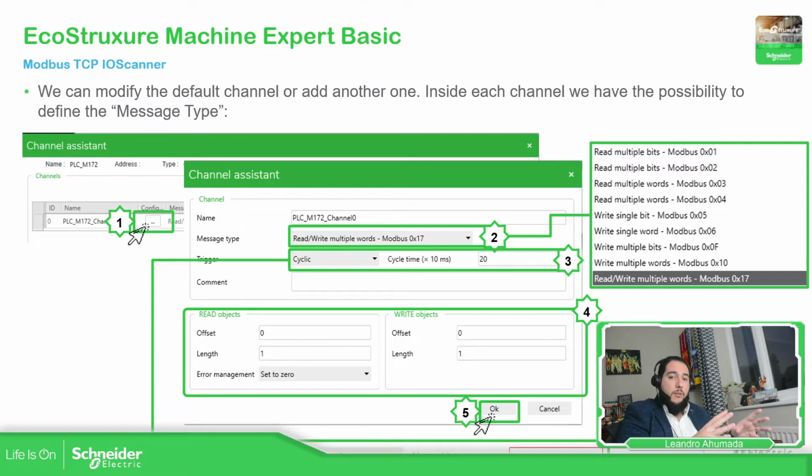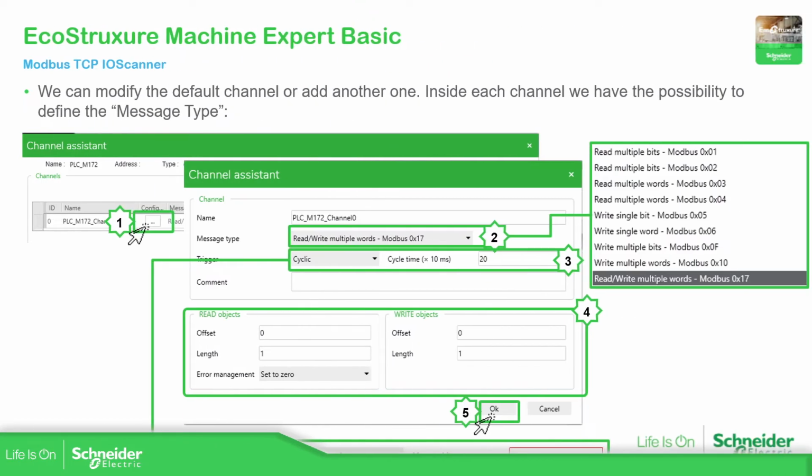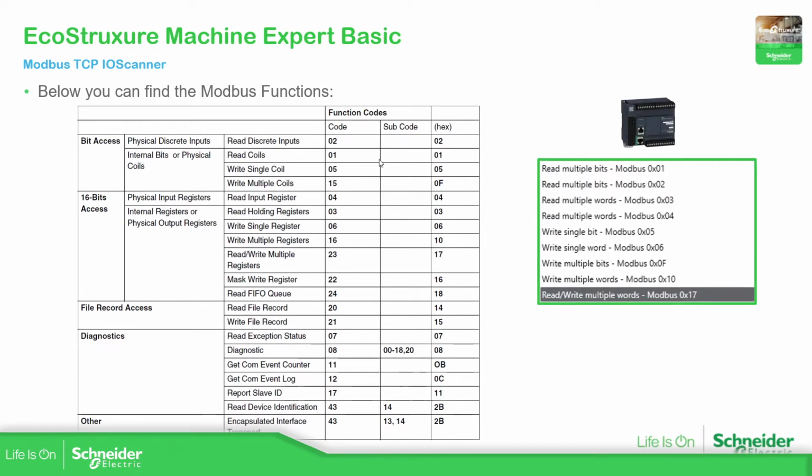What is missing at the moment is where I can read that data from this IO scanner and put it in my code in the PLC. Okay, so if we continue with this, you can see here all the functions that we have for the M221 in the IO scanner, and these are the Modbus functions that we can use in most of the devices.